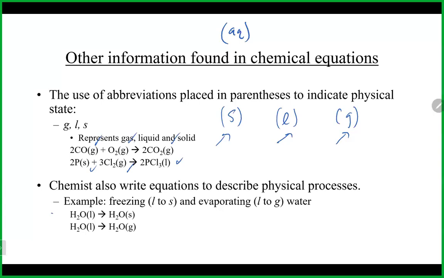That is liquid water going to solid water, which is basically freezing water. That is a physical change, and we can use an equation to represent that. That is liquid water going to gas, which is steam. That's evaporating liquid water, also a physical process. So we can use equations to represent physical processes, although in a lot of cases it is used to represent chemical changes that are occurring.